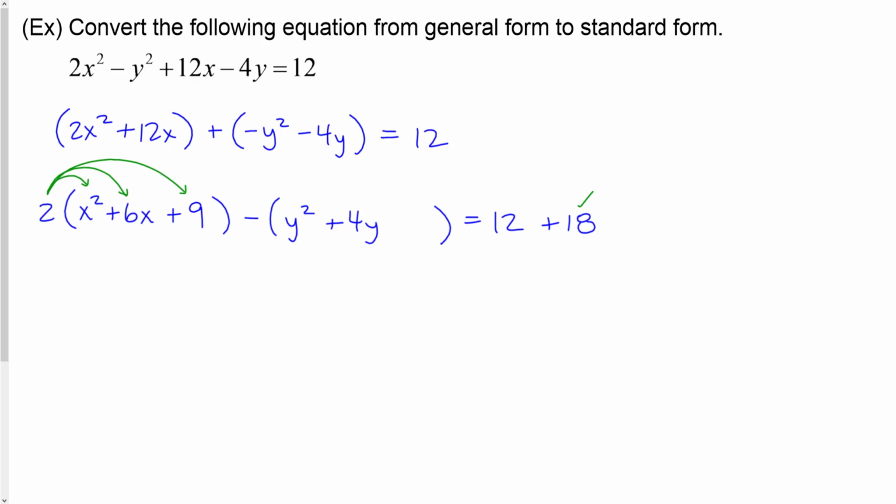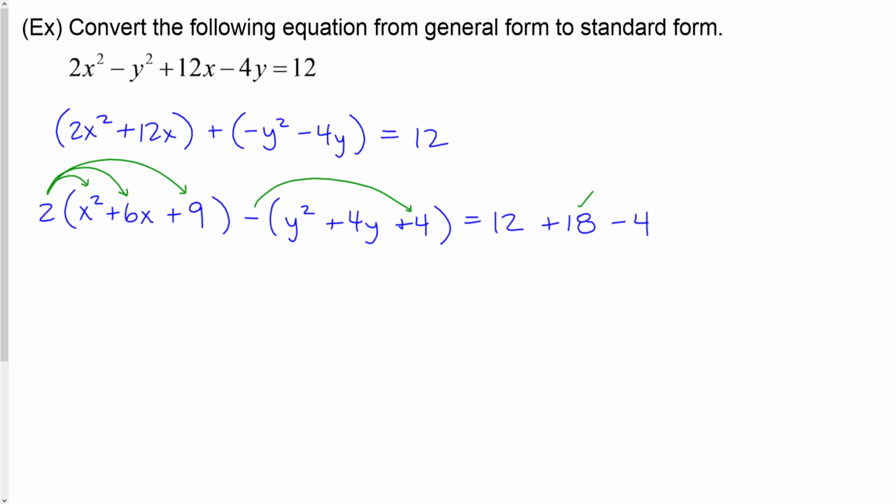In the y's, my b term is 4. If I divide that by 2, that's 2. When I square that, that gives me 4. But if I'm adding 4 to this side of the equation, I am effectively subtracting 4 because that negative affects everything in those parentheses. So I need to subtract 4 on the other side.